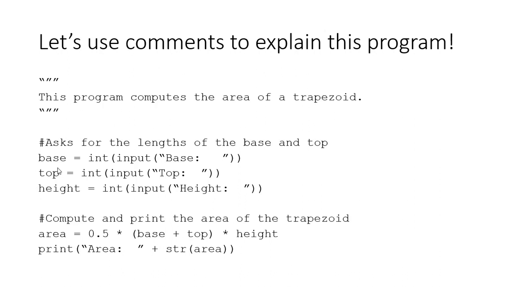Let's use comments to explain the program that we just looked at. So at the top here, look what I got. I have a comment that says this program computes the area of a trapezoid. So what I'm doing there is explaining what my program's for. It's going to compute the area of a trapezoid. Then I ask for the lengths of the base and top. And then I say I compute and print the area of the trapezoid.